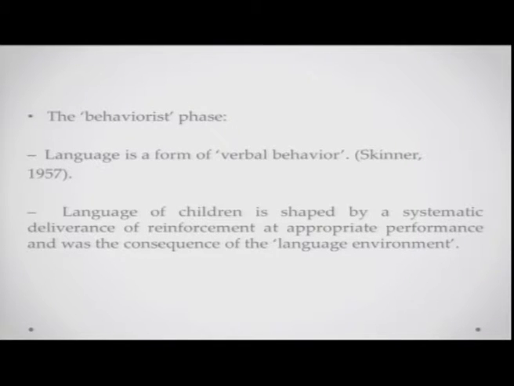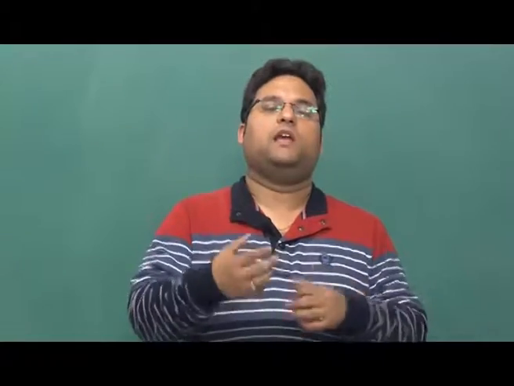After the early phase of language studies, one of the more interesting phases was the behaviorist phase in psychology. Because we are talking about the psychology of language primarily, the interest in what language is as a mental function, or what language means for human behavior, came from the behavioral psychologists. And behavioral psychologists basically opined that language is a form of verbal behavior.